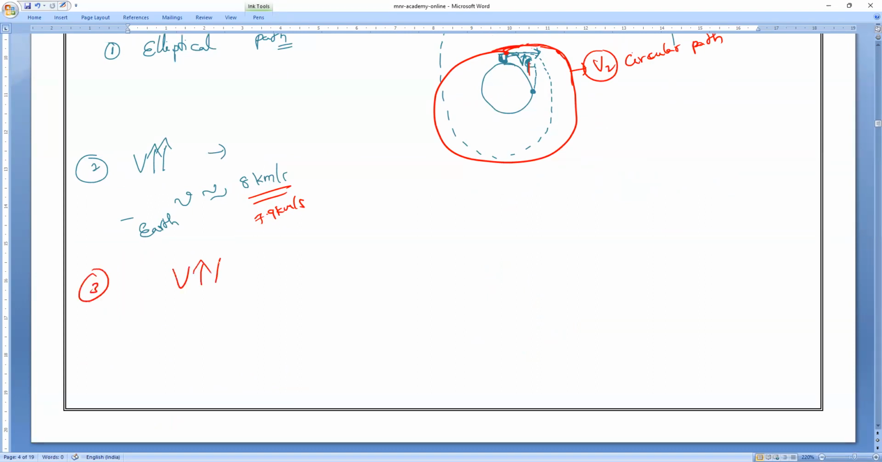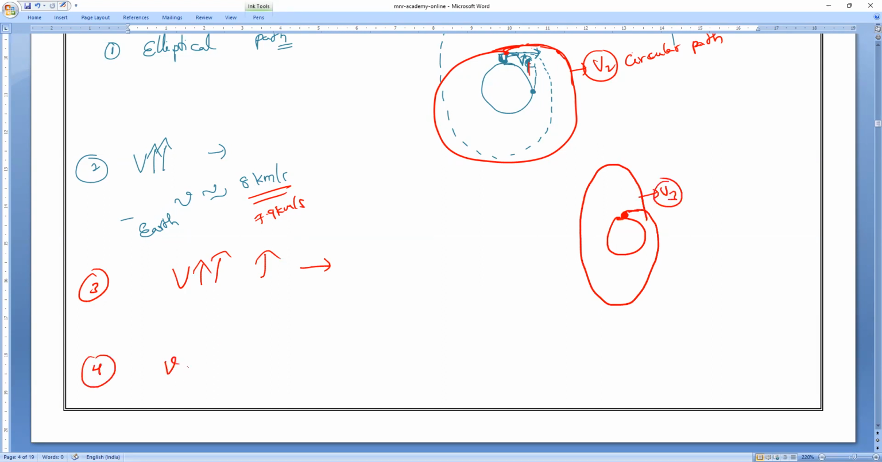The velocity increases further. At that situation, if the velocity goes more than 8 km per second, again in path number 3, the satellite, whatever it is, will follow the elliptical path. This is our path number 3. Now this velocity keeps on increasing until it is approximately equal to 11.2 km per second.